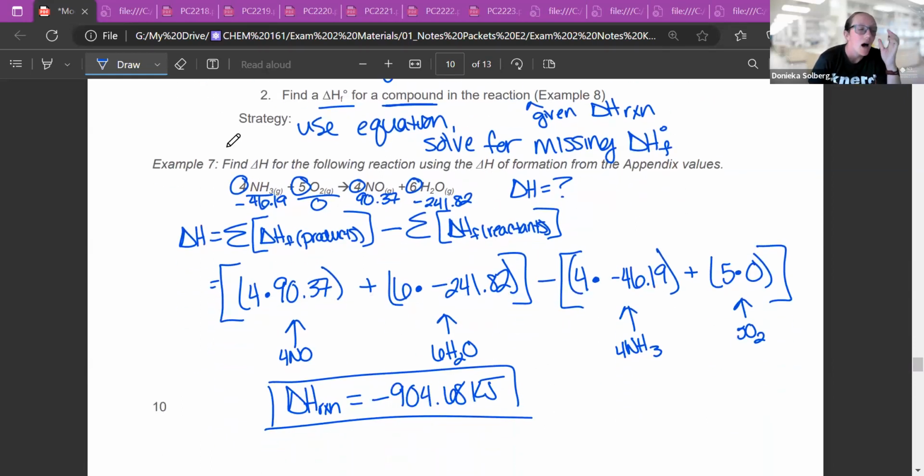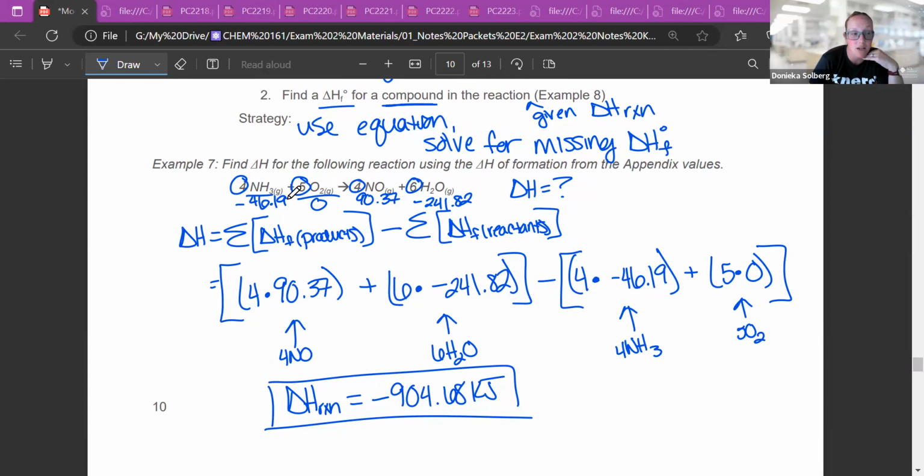So example number 7 says, find the delta H for the following reaction. I gave you a reaction using the delta H of formation from the appendix value, so you need that appendix right next to you. You can download it or print it or whatever. So it's 4 ammonias react with 5 oxygens to make 4 nitrogen oxides and 6 waters. What is the delta H for this reaction?